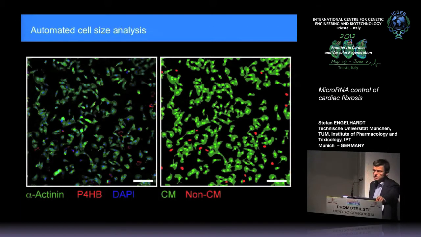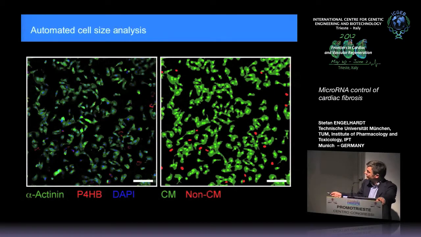And the primary readout here is myocyte hypertrophy. So this is how our cultures look. Here on the left-hand side, alpha-actinin is a myocyte-specific stain, P4HB is a fibroblast marker, and nuclei are stained with DAPI. And here you can see the automated image segmentation, a very nice identification of individual cell area. And that's our primary readout here.